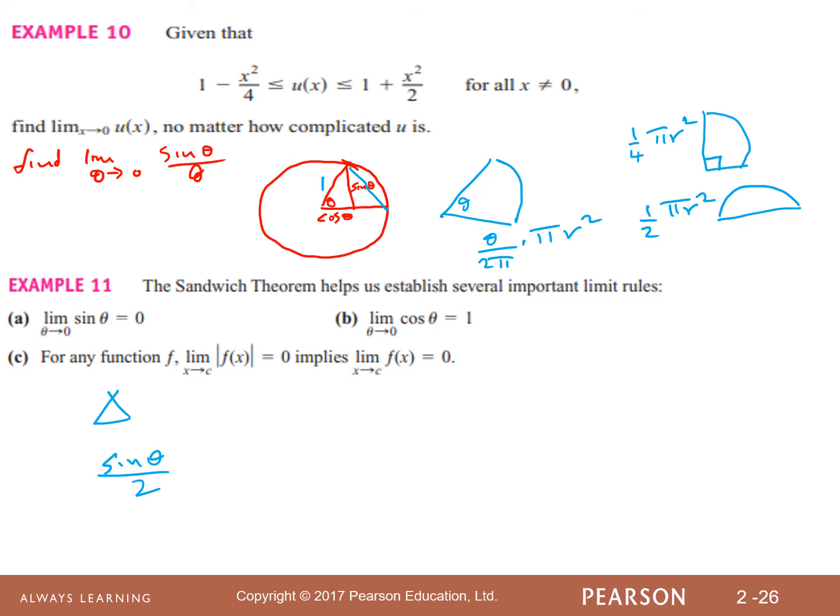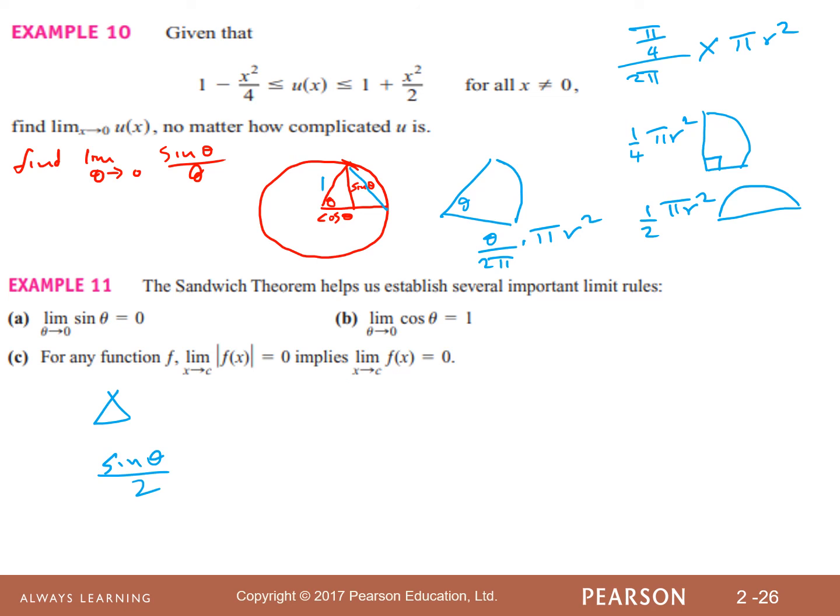Now, look at it over here. What is this angle? 90. That means this is pi over 4. So if I did pi over 4 divided by 2 pi, that's the ratio. And I'm going to multiply by pi r squared to get the area.